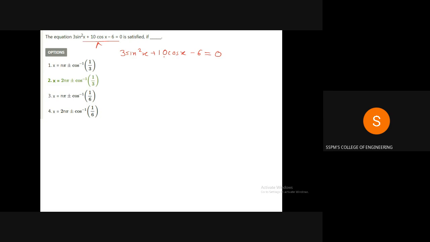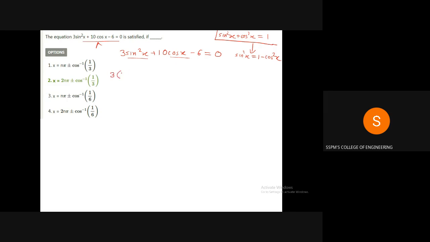See, again here you can see sine square, and here it is cos x. So we will try to convert one of them. Okay. So we will convert sine square x. So what is the basic identity of trigonometry? It is sine square x plus cos square x is equal to 1. If we modify this, we can have sine square x is equal to 1 minus cos square x. So we will put this value in this equation.